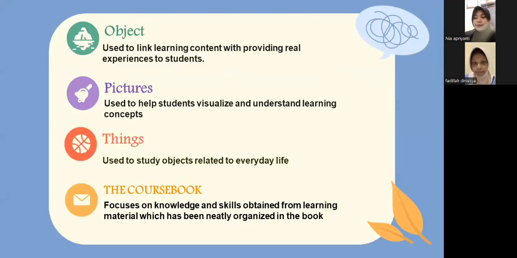Next. Okay. Number one is object. Object is used to link learning content with providing real experience to students. For example, today is about animal learning. The teacher can bring objects such as a teddy bear. With this object, the teacher can invite students to test their abilities by guessing the object.